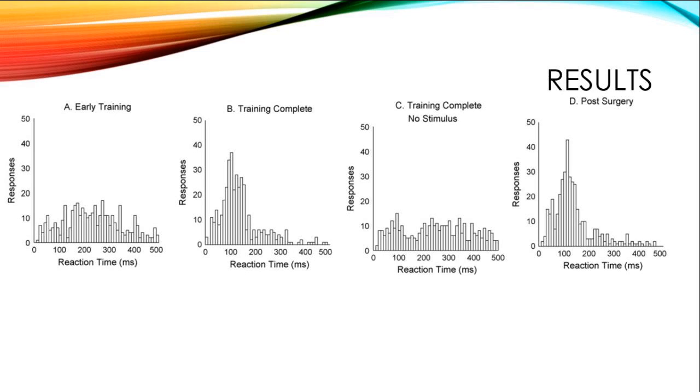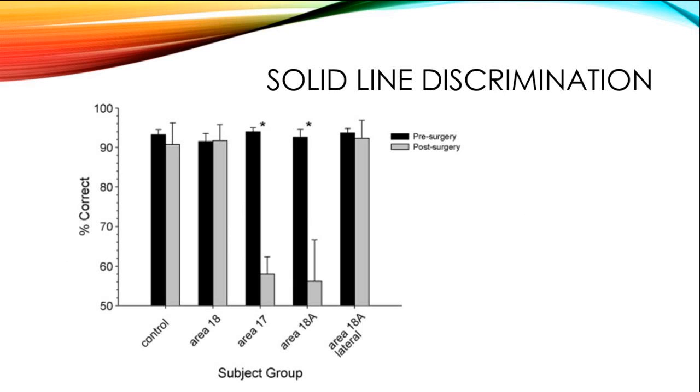after training. We can assume the surgery did not affect the rat's ability to receive stimuli as they were able to react quickly. So now let's move on to discussing the results of the solid line discrimination test. Before surgery and after training, the rats were over 90% correct in their discrimination of solid lines.